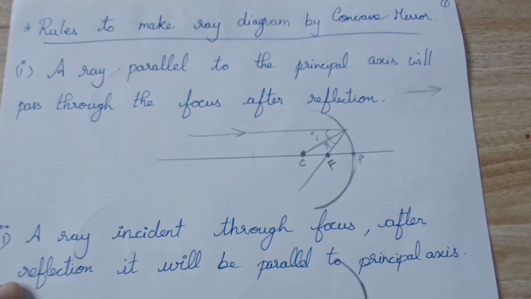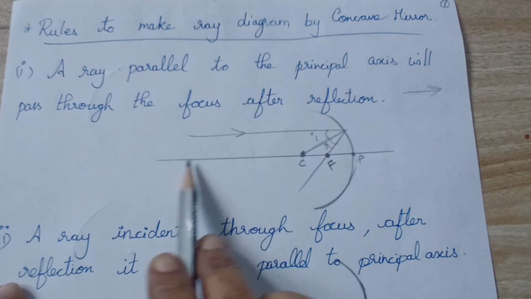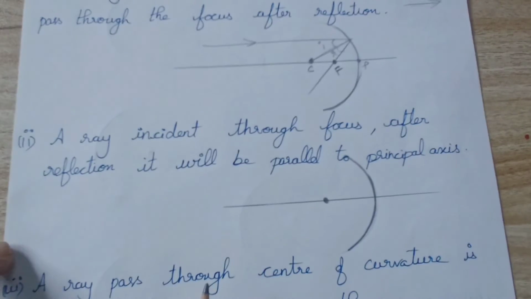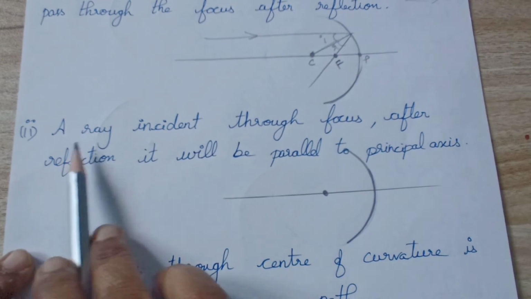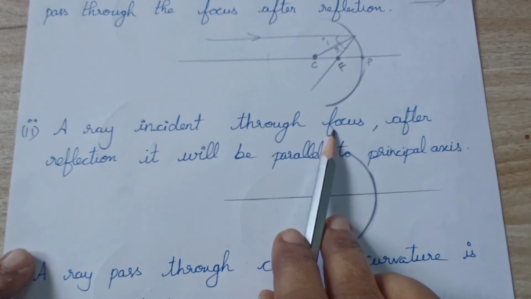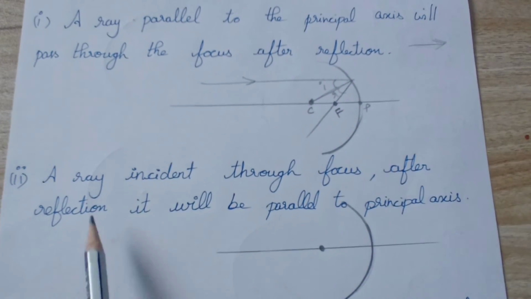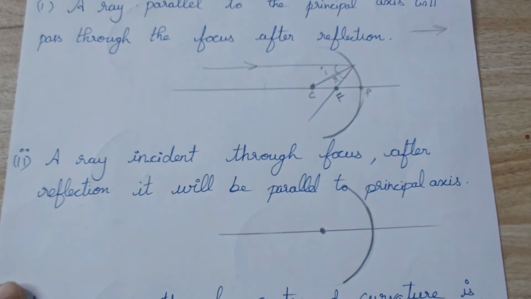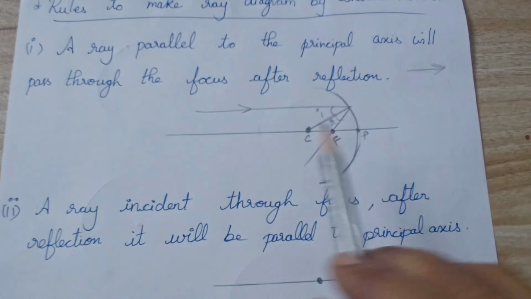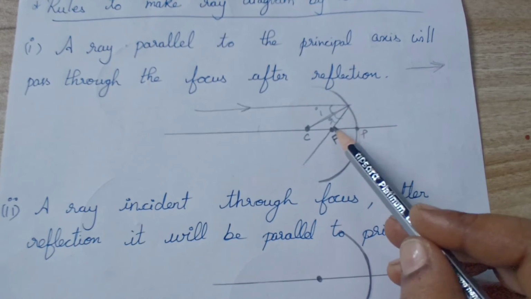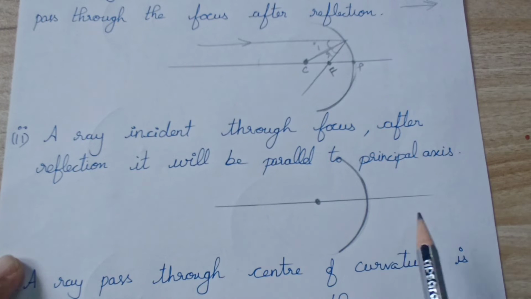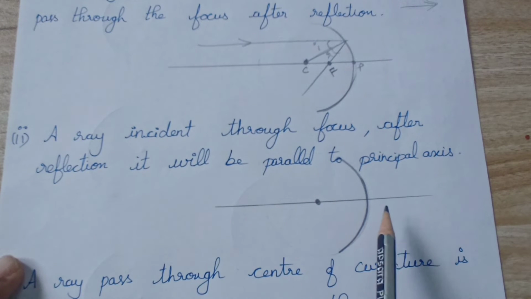This is the first rule. Whenever a ray of light is parallel to the principal axis, it will be reflected back and pass through the focus point only. Next rule: the ray incident through the focus. It is the reverse of the first rule. The ray incident through the focus, after reflection, will be parallel to the principal axis. In the first rule we said that if the ray is parallel to the principal axis, it will reflect back through the focus point. If the incident ray passes through the focus point now, it will be reflected back parallel to the principal axis.